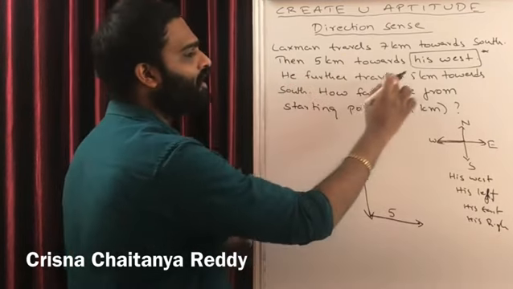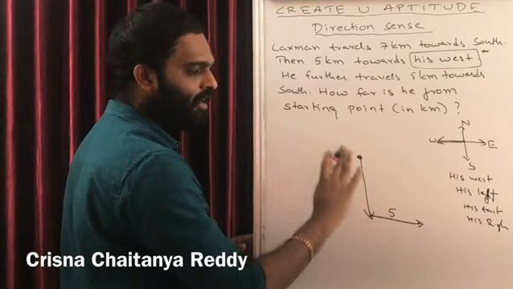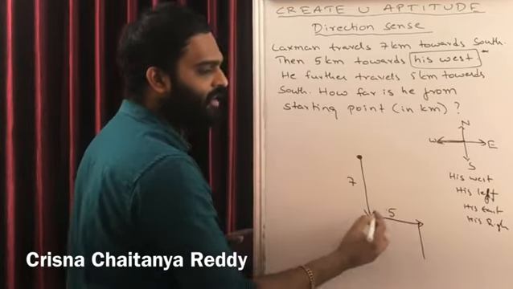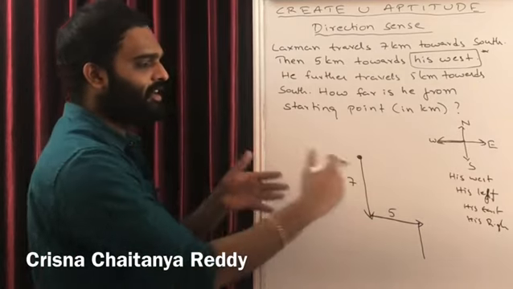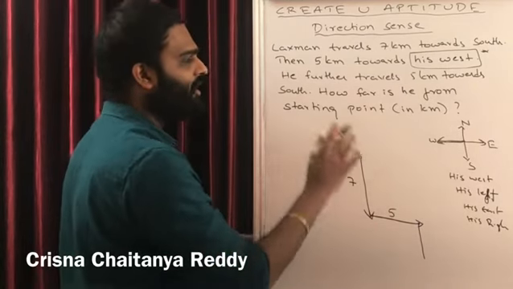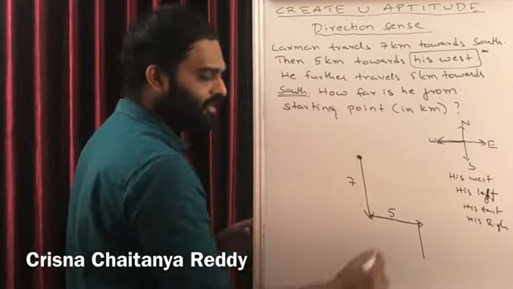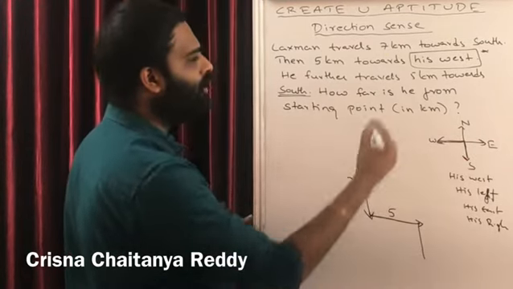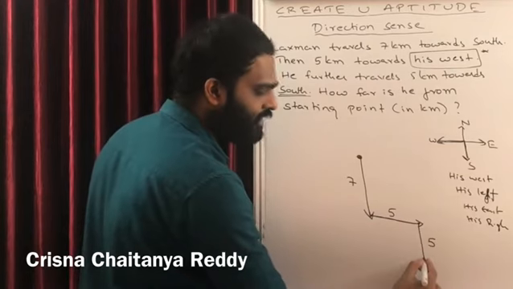Now he said he further travels 5 kilometers towards south. Now it is normal south. He didn't say his south. His south would have been reverse. His south is back, his north is front. But he didn't say his south, he just said towards south. South is proper south, which is down. So he came down how many kilometers? 5 kilometers. So he is here now.